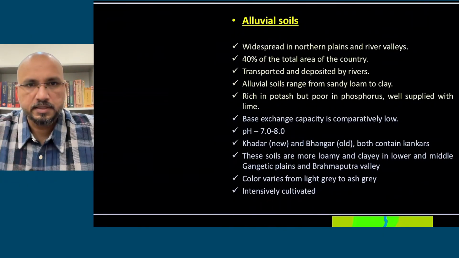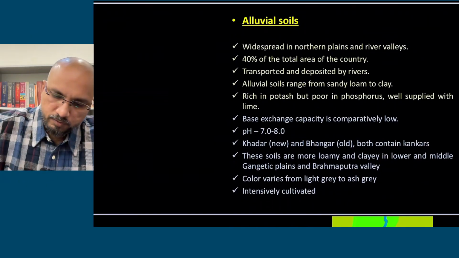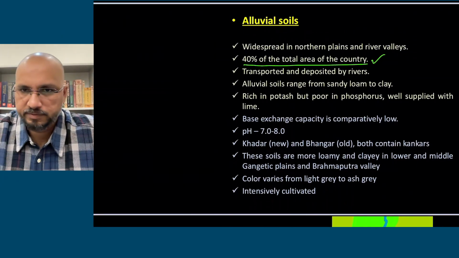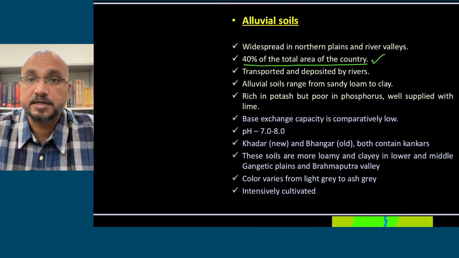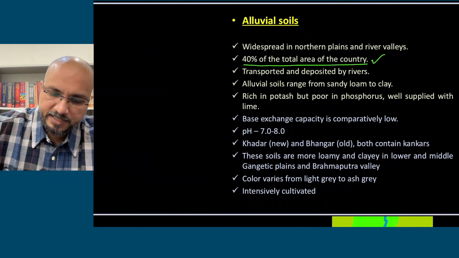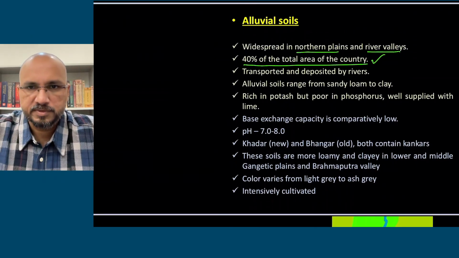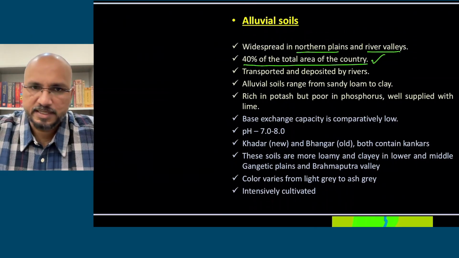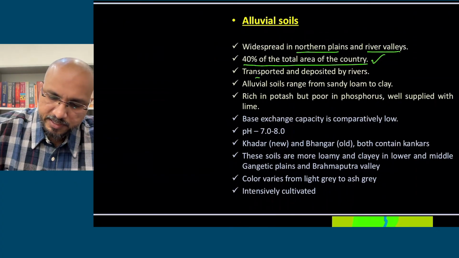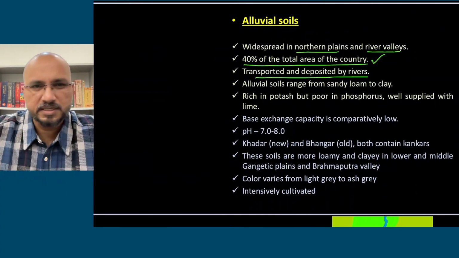It is the largest with respect to area. It is the major soil group, covering 40% of the area of the country. It is widespread in the northern plains and river valleys. Obviously, the term alluvium signifies that it is sediment transported by rivers or the activity of streams. It is transported and deposited by the action of rivers. These things are very common.